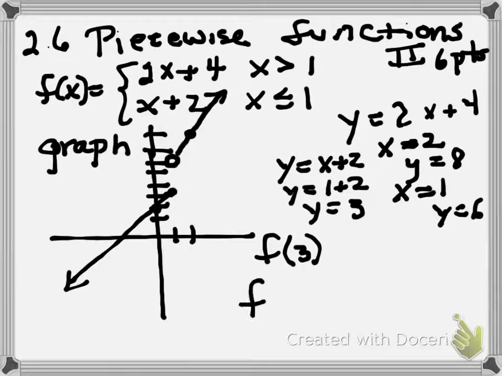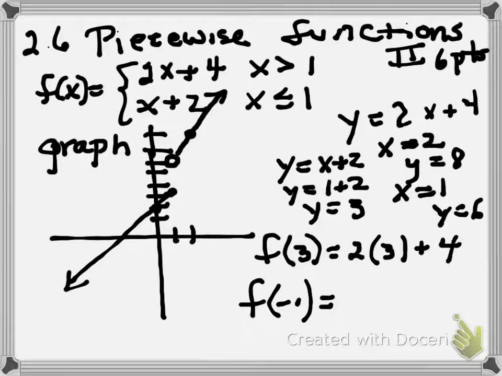Evaluate, let's say, f of 3 and f of negative 1. So when it's f of 3, we're using 2 times 3 plus 4. We're using the first part because x is greater than 1. So we're substituting into that one. And I'm getting a value of 10.